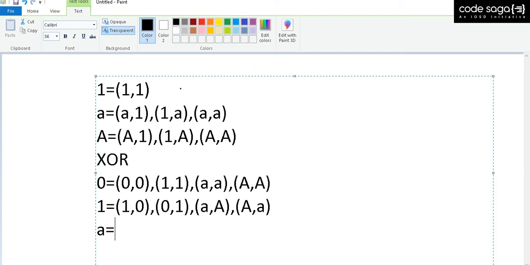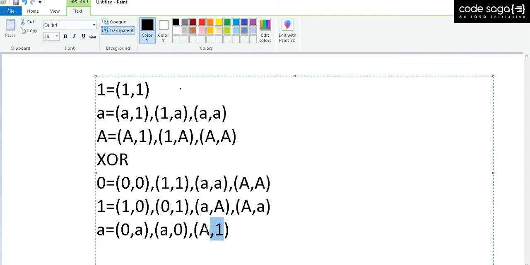Now for A, 0 XOR A will always be A, because if A is 0, then they are both same, output will be 0, and if A is 1, then they are both different, output will be 1. So similarly we'll have this, and then we will also have capital A comma 1.